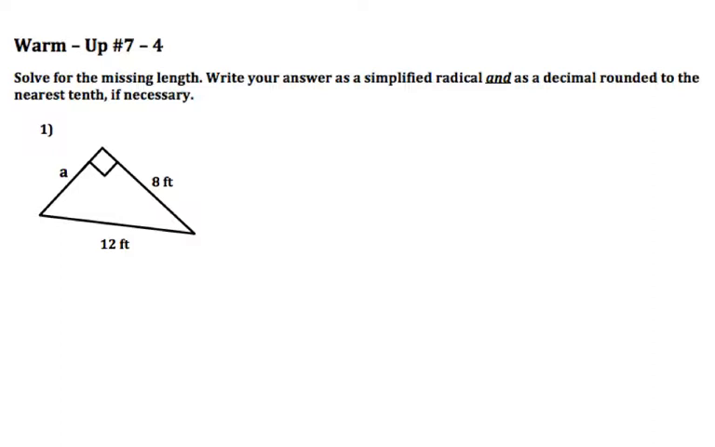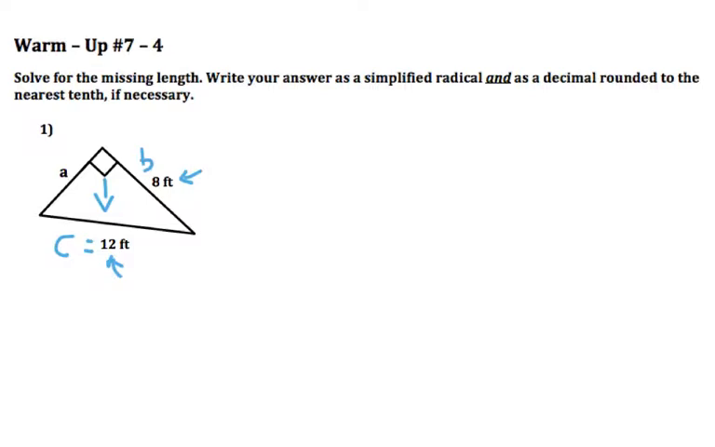Number 1. We're given this right triangle, and we are given that one side length is 8 feet, another is 12 feet, and then we have A. So we have to identify our hypotenuse. And remember, the hypotenuse is always across from the right angle. So here, our hypotenuse, or C, is 12 feet, which makes B 8 feet.